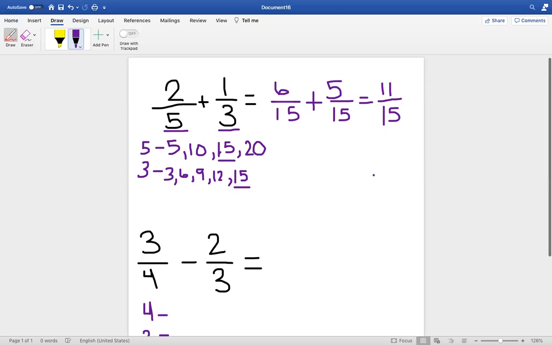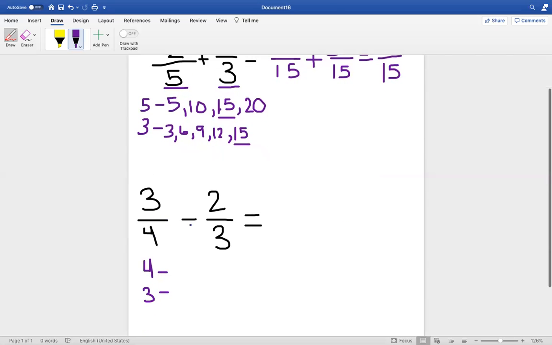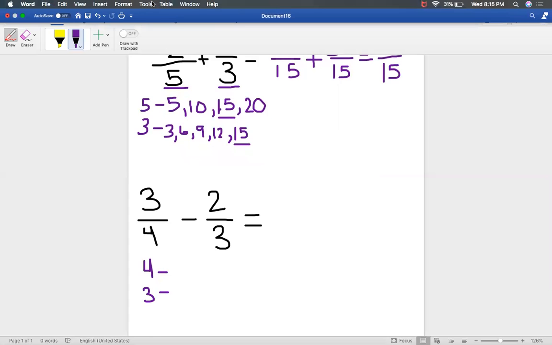Now we're going to do the same thing, but you can see that this is a subtraction problem. So my denominators are 4 and 3. I'm going to pause for a second, and I want you to write out the multiples of 4 and 3. And then when you press play, once you have done that, we will go over them together.